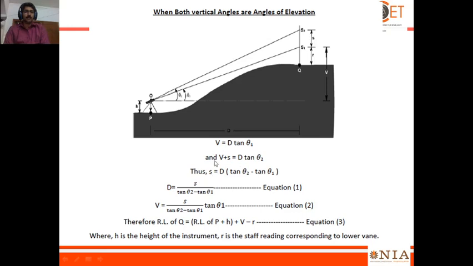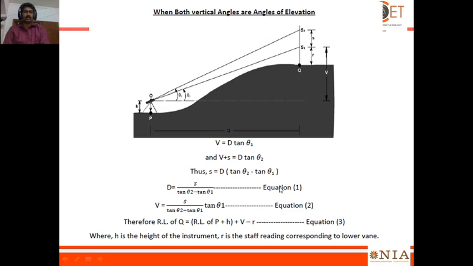We require the D, since S is fixed, right? So by equating these two equations, if you make subtraction, V minus V will cancel. S is equal to D into tan theta 2 minus tan theta 1. The D becomes common, right? And the unknown here is D. S is known, theta 1 and theta 2 from the theodolite we can obtain. So D is equal to S by tan theta 2 minus tan theta 1.